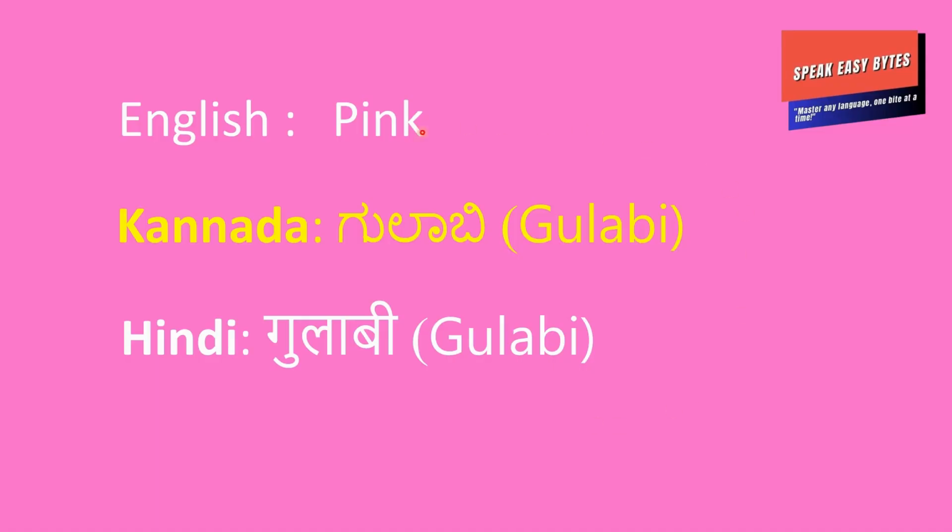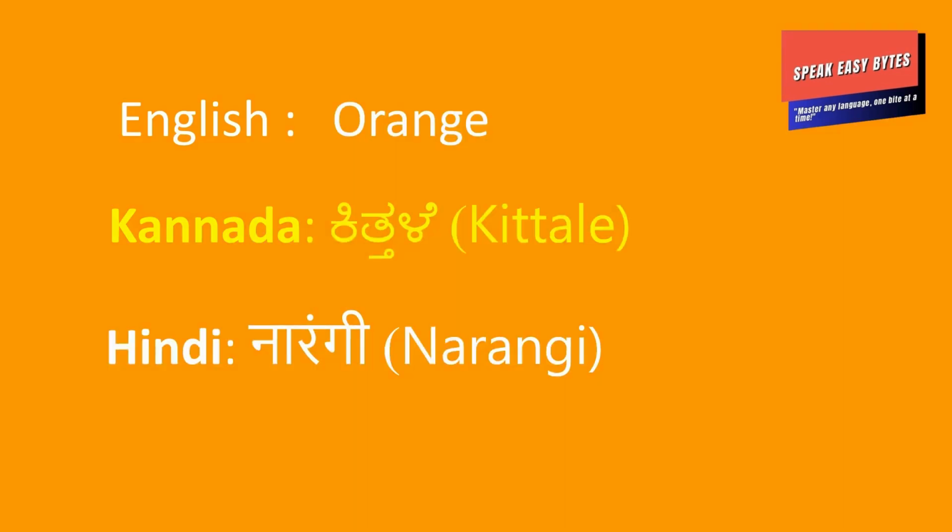Next word in English is pink. The same word in Kannada they say Gulabi. This is the same in Hindi, they say Gulabi in both Kannada as well as Hindi. Let's move to the next word, orange. For orange, they say in Kannada, kittale. Here we have to stress a little on tha. So that is kittale. And Hindi, they say narangi.